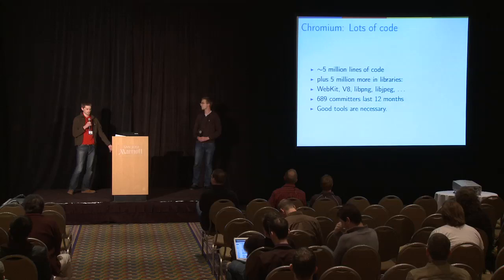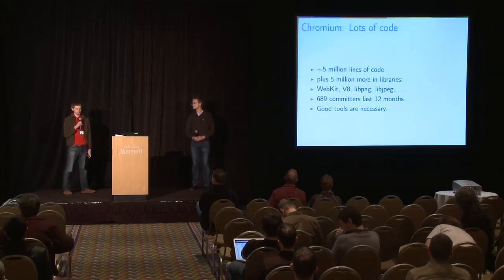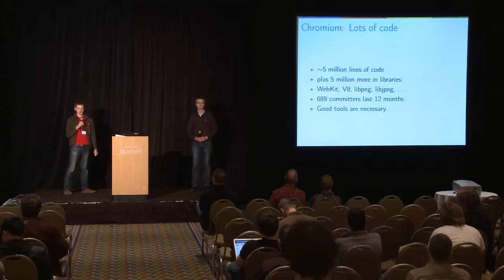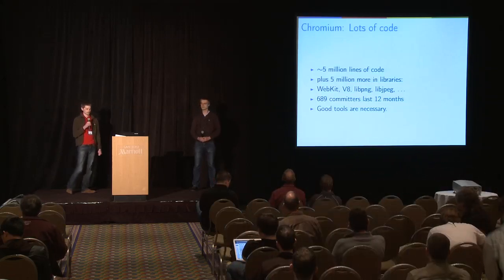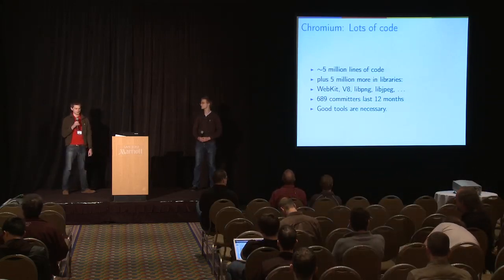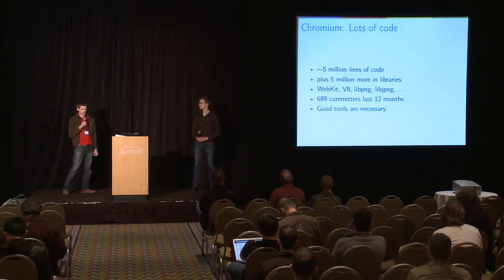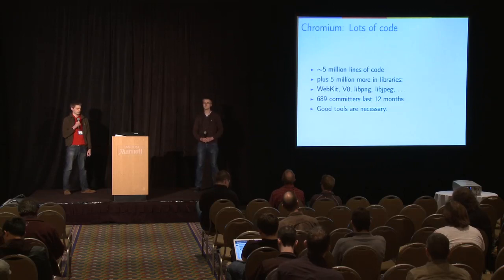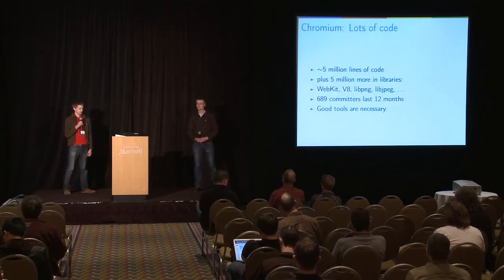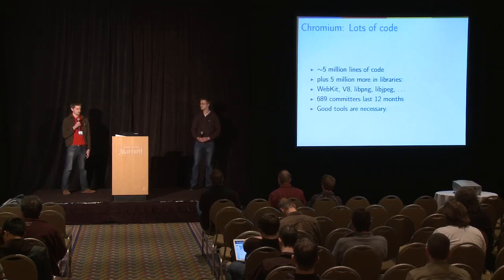So we use WebKit for rendering and parsing HTML. We have V8, which is our JavaScript virtual machine, and then we have quite a long tail of different smallish libraries like libpng and libjpeg and so on. Yeah, so that's about 10 million lines of code. That's one line for each person in Sweden. And each full compile that we do, we build about 10,000 objects.